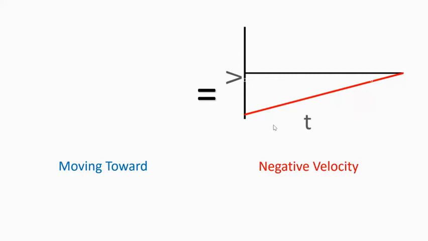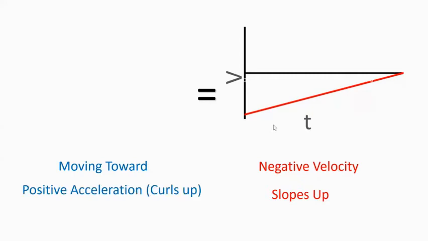Another thing we notice about this velocity graph is that the slope is sloping up. Even though it's a negative velocity, the line is sloping up, which means you must have a positive acceleration. So somehow this position graph is going to be moving towards the zero line while it's curling up. It is possible to have a negative velocity and positive acceleration, and we'll see what that looks like in just a second.